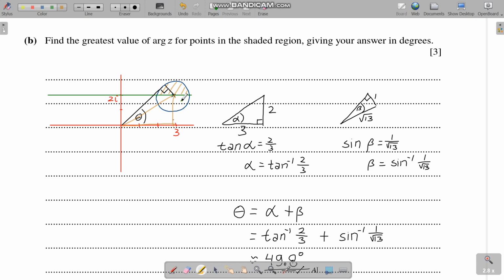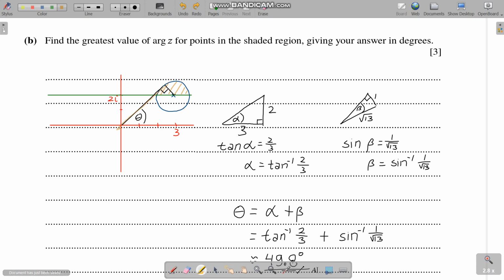Okay, so if you look at the center of the circle, well, we know that this is 2 and this is 3. So this is what we mean by alpha. So that's the alpha, and we can find alpha using inverse tangent, because this is the opposite, this is the adjacent. We can find the alpha.